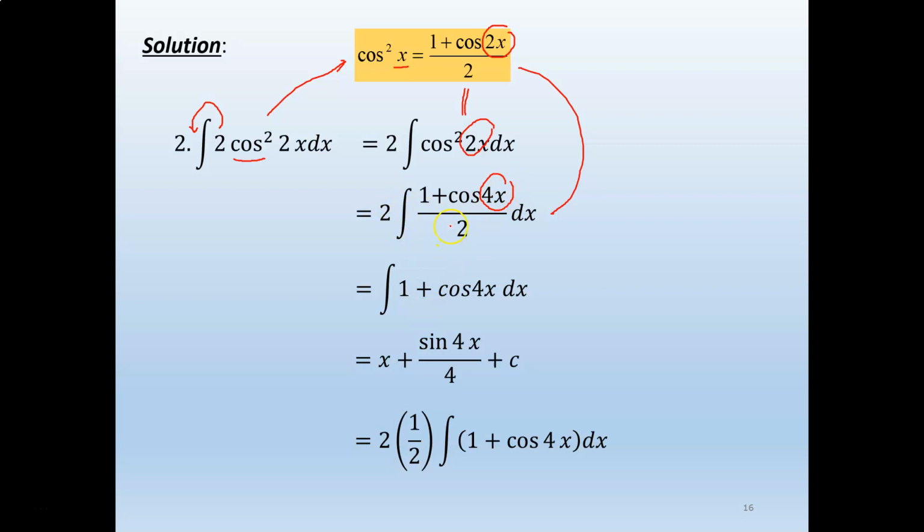So the 2 and the 2 here we can bring to the front. Actually it is the same. When you bring this to the front, you will get 2 times 1 over 2, so it can cancel out. That's why there is 2 at the front already. What remains is just 1 plus cos 4x dx. Then only can you integrate. So integrate 1, you have x. Integrate cos 4x, you get sin 4x over 4, because there is 4 here. So, over 4 plus c. So, that is the answer. Okay.